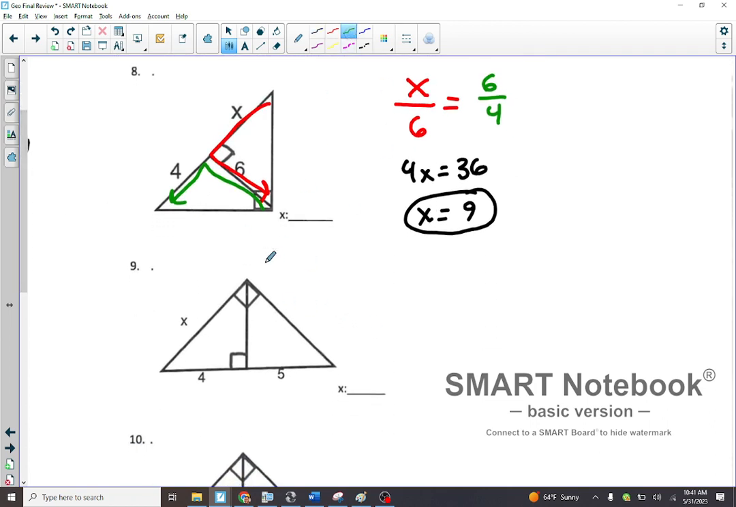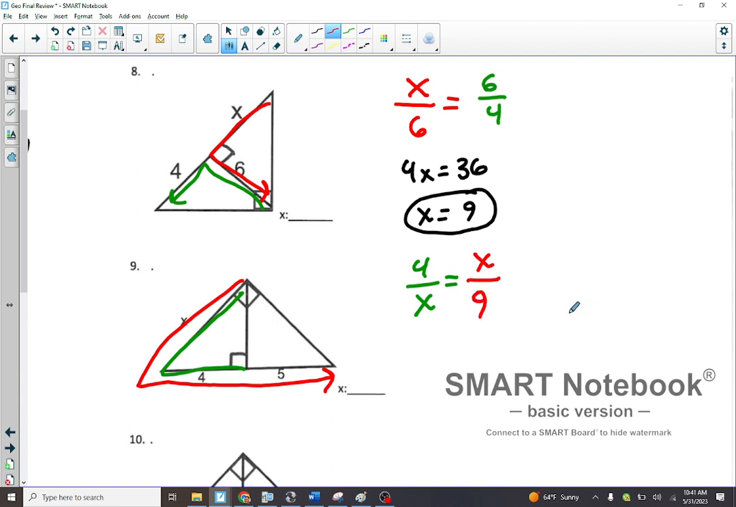Next one, notice here, this is on the big side, not on the middle part. When you do that, it's going to be short side. So it's going to be 4 over x, I think I said short over leg, usually. Then you got to go back down to x, and then the whole thing. That's what people messed up on. X over the whole thing, which is 9, because 4 plus 5.